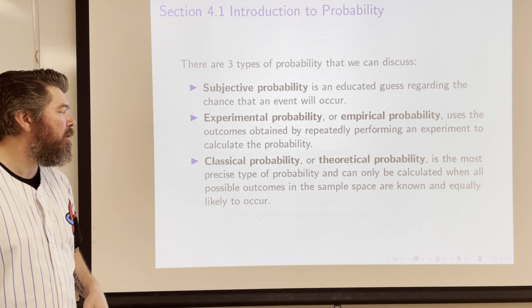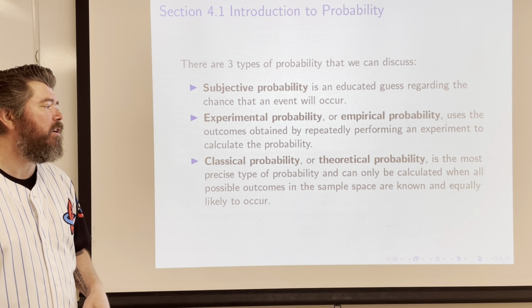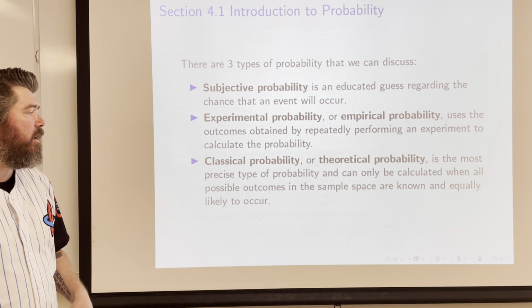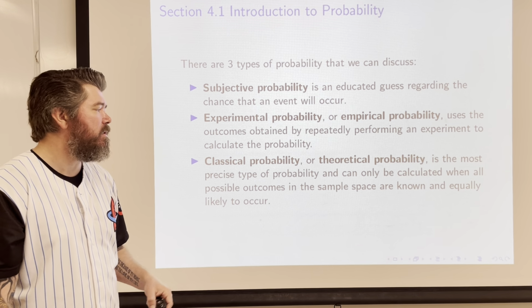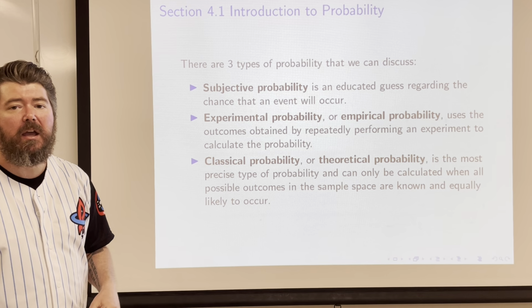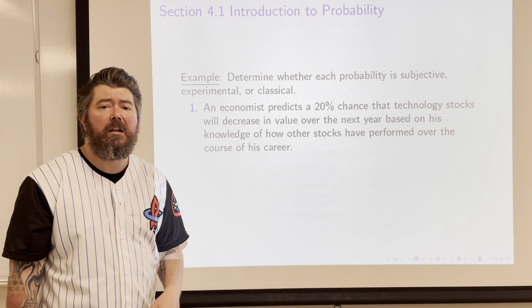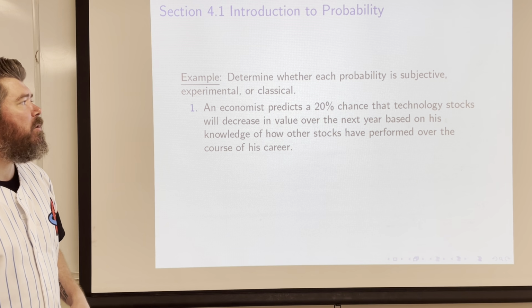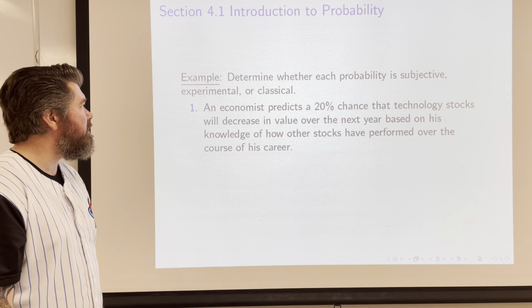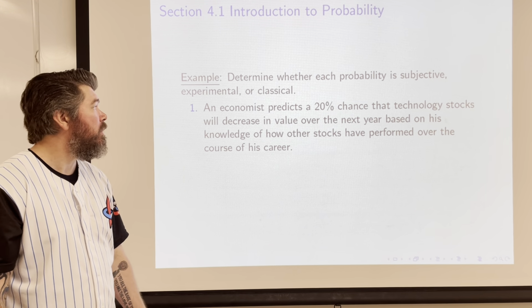And finally, classical probability, or what you may have heard of as theoretical probability. And this is the most precise type of probability and can only be calculated when all possible outcomes in the sample space are known and equally likely to occur. Let's look at a couple examples. Determine whether each probability is subjective, experimental, or classical.